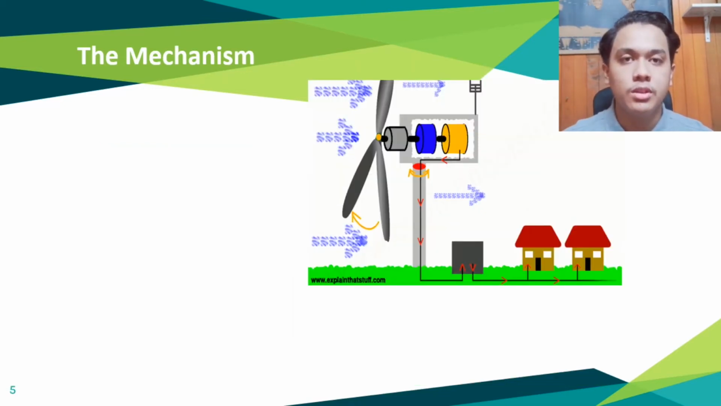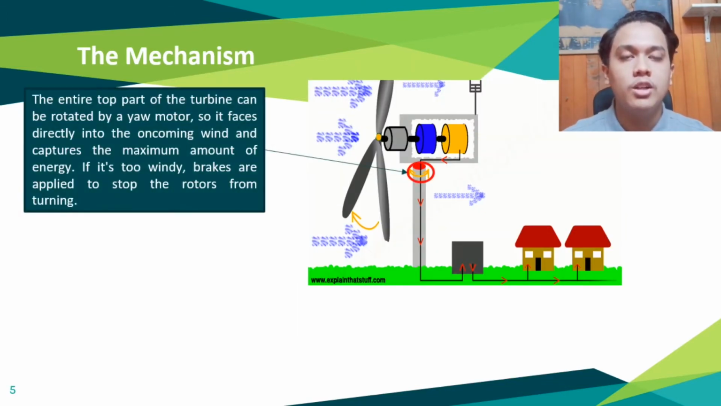By using these measurements, the entire top part of the turbine, consisting of the rotors and nacelle, can be rotated by a yaw motor mounted between the nacelle and the tower. So, it faces directly into the oncoming wind and captures the maximum amount of energy. If it's too windy or turbulent, brakes are applied to stop the rotors from turning. The brakes are also applied during routine maintenance.